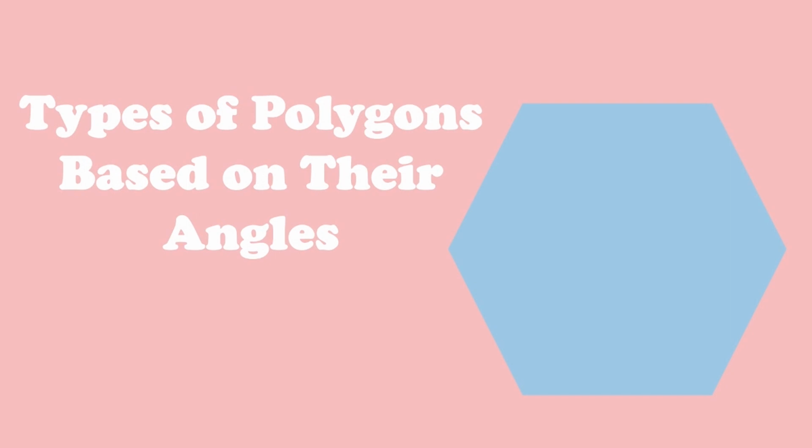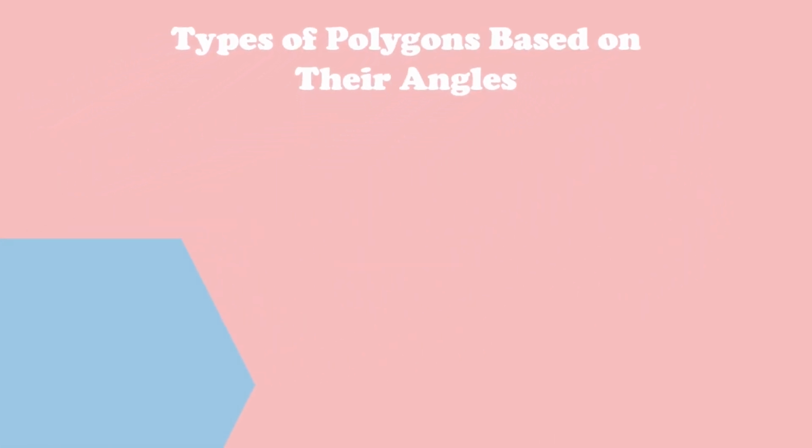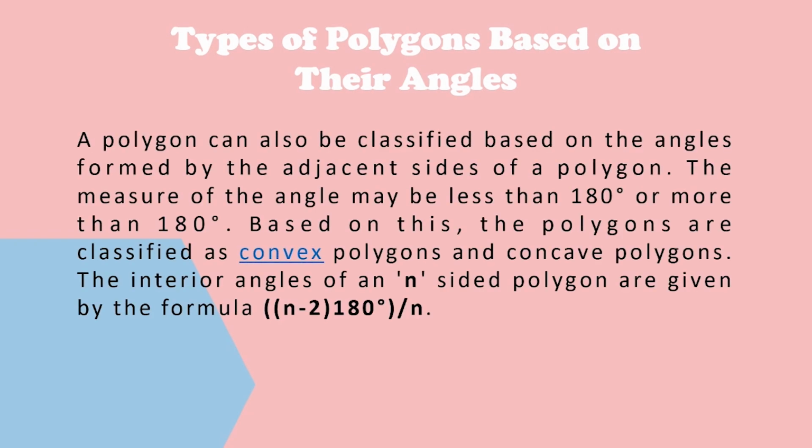Next are the types of polygons based on their angles. A polygon can be classified based on the angles formed by the adjacent sides of the polygon. The measure of the angle may be less than 180 degrees or more than 180 degrees. Based on this, polygons are classified as convex polygons and concave polygons. The interior angle of a regular n-sided polygon is given by the formula (n minus 2) multiplied by 180 degrees, over n.